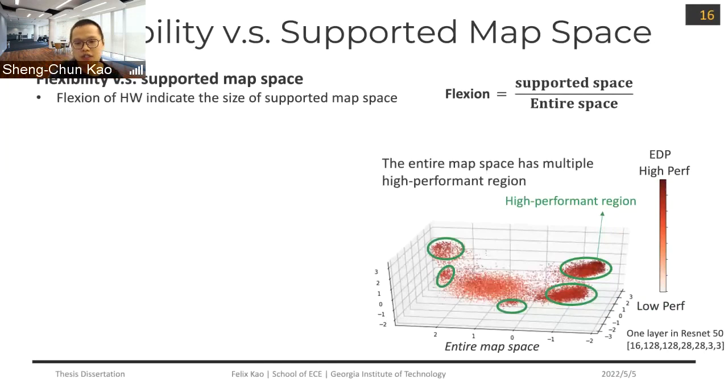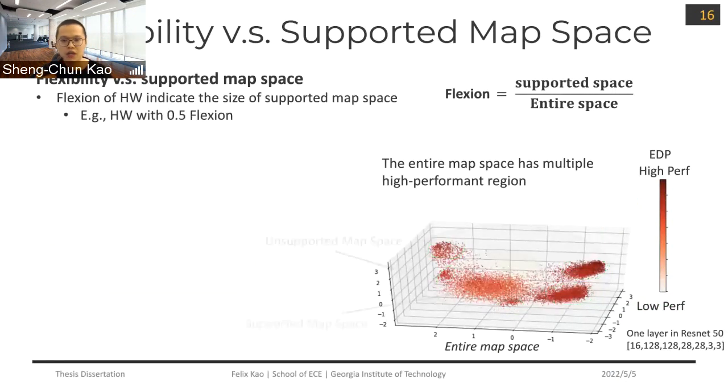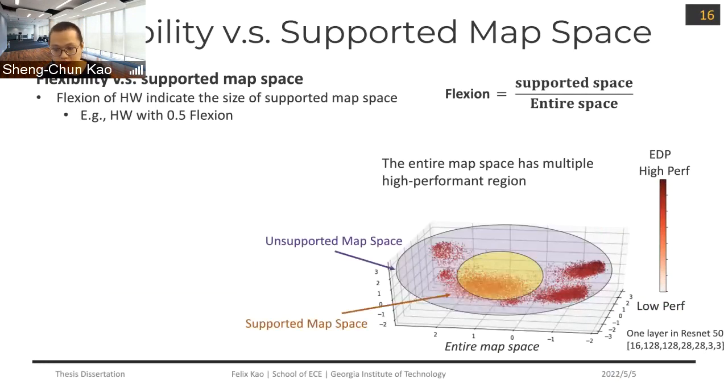Here we show an example of the map space of a layer in ResNet. Here the darker red means higher performance point, and we can observe there are multiple high performance regions which we circle in green. Now let's assume we have a hardware with 0.5 flexibility, then what it means could be like this. The yellow part is the supported 50% of the map space. Potentially, the supported map space might not be large enough to cover some of the high performance region.